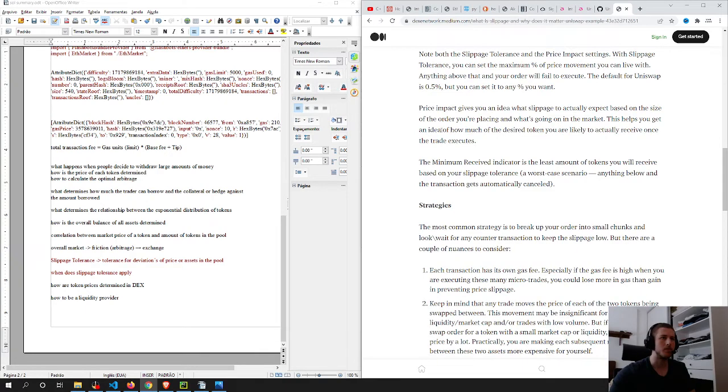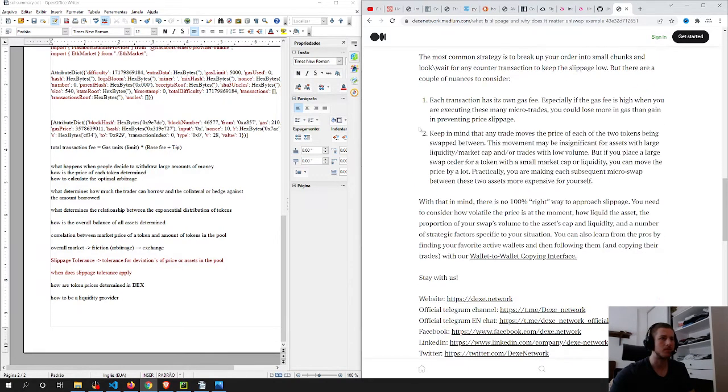The default for Uniswap is 0.5%, but you can set it to any percentage you want. Keep in mind that any trade moves the price of each of the two tokens being swapped between. Oh, that's the important part. Each transaction has its own gas fee, especially if the gas fee is high when you are executing these many micro trades. You could lose more in gas than gain in preventing price slippage.